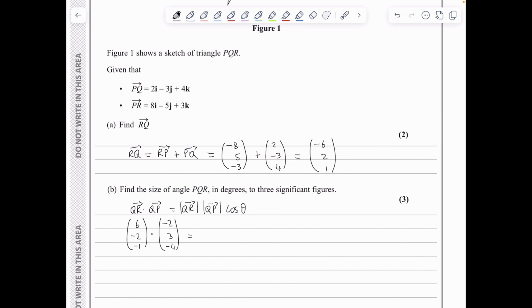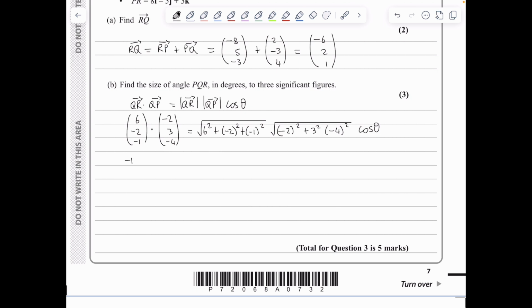And this should be equal to the square root of 6 squared plus negative 2 squared plus negative 1 squared, which is the magnitude of QR, times negative 2 squared plus 3 squared plus negative 4 squared square rooted, which is the magnitude of QP, times cos theta. Well, we know that when we're doing the dot product, we do I with I, then J with J, and then K with K, and we add everything up. So 6 times negative 2 is negative 12. Negative 2 times 3 is negative 6, and negative 1 times negative 4 is 4. And this is equal to root 41 times root 29 times cos theta.